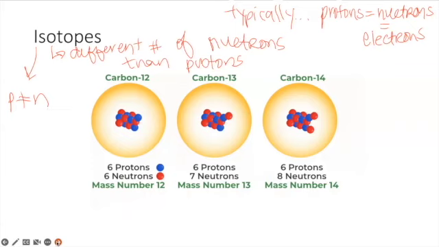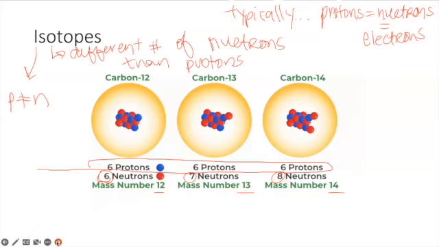Carbon 12, carbon 13, carbon 14. Carbon always has 6 protons because that's what makes it carbon. But we change from having equal numbers of neutrons to all of a sudden having different. And if we also notice, there's a trend here that changes seem to increase our mass number every time we add an additional neutron.